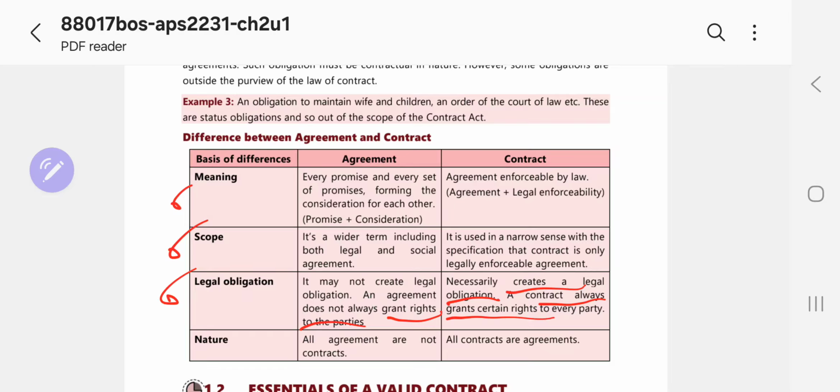Then coming to the nature part. All agreements are not contracts, but all contracts are agreements. So the basic foundation for every contract is that there should be an agreement, but for an agreement it is not necessary that there should be a contract. You can get this as an MCQ, so mark it as important, because you can get this statement there. Remember, this is important, go through this.